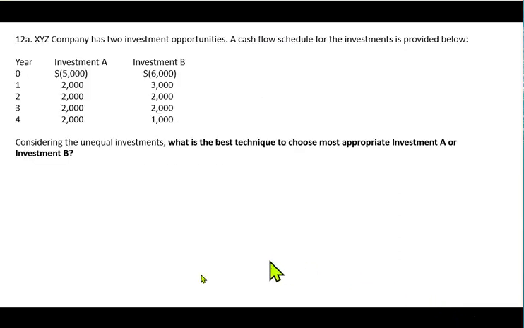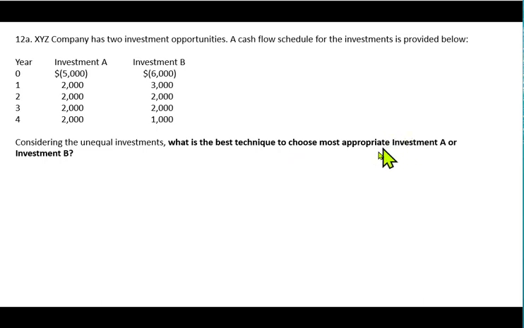Okay, our next problem, XYZ company has 2 investment opportunities. A cash flow schedule for the investments is provided below. We have investment A. You're going to spend $5,000 and you're going to get equal cash flows for 4 years of $2,000 apiece. Or you could look at investment B, which you're going to spend $6,000 cash outflow, but you're going to get back $3,000, $2,000, and $1,000 each year for 4 years. Considering the unequal investments, what's the best technique to choose the most appropriate investment, A or B?